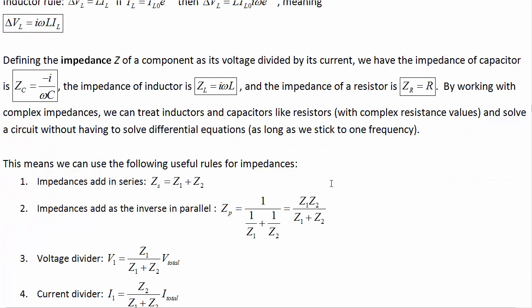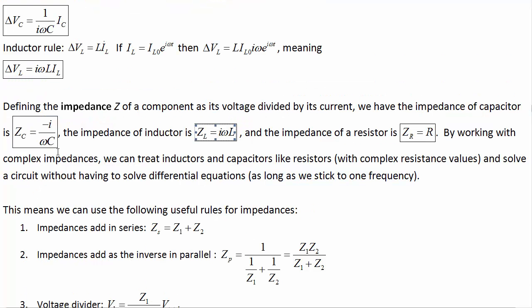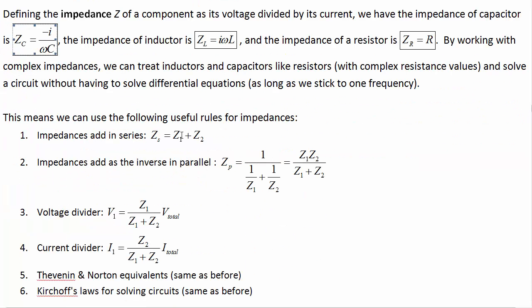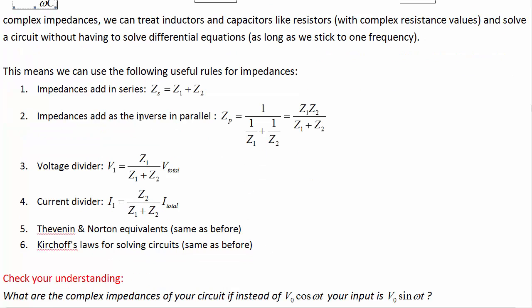Now, the reason we do this is as long as we're at exactly one frequency, then we can solve these AC circuits involving inductors and capacitors just like we were solving DC circuits involving resistors. We can add impedances in series just like resistors. We can add them in parallel as the inverse just like resistors. We can use voltage divider rules and current divider rules. This is if we've got two impedances in parallel. And we can do things like find Thevenin and Norton equivalents and use Kirchhoff's laws to solve circuits.